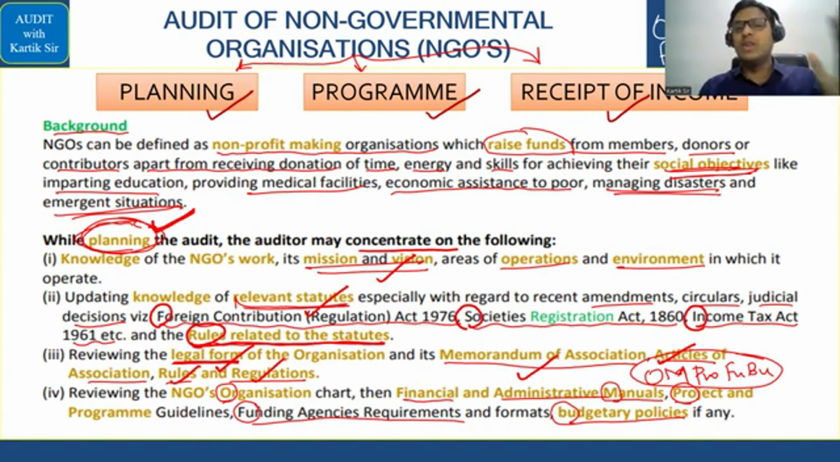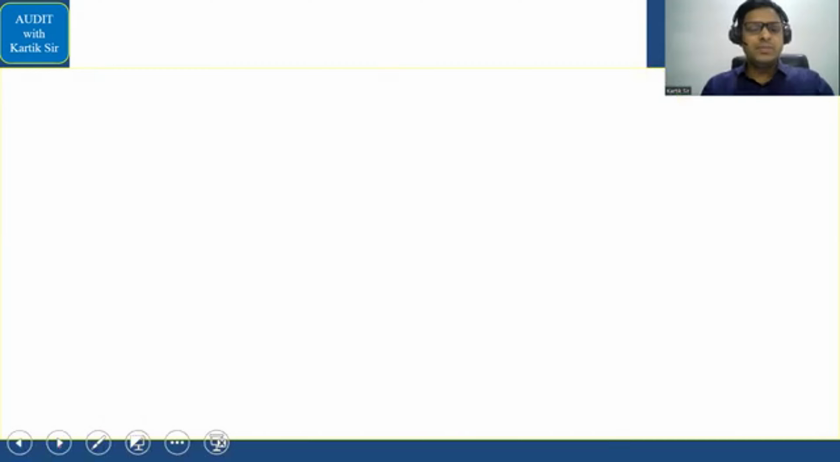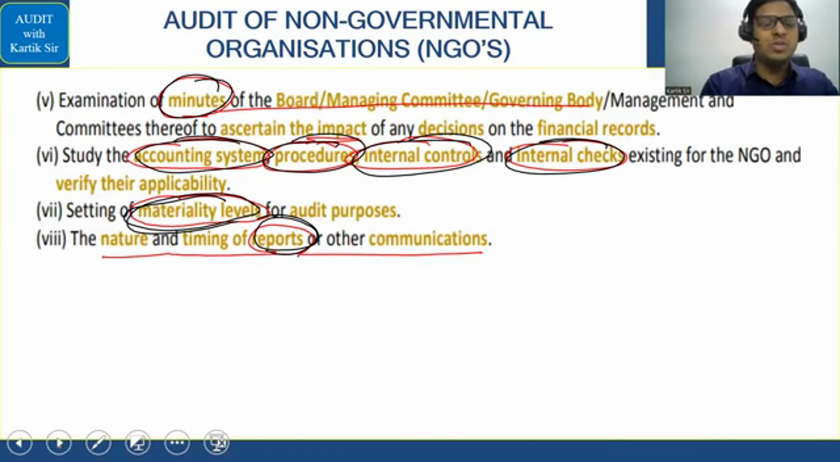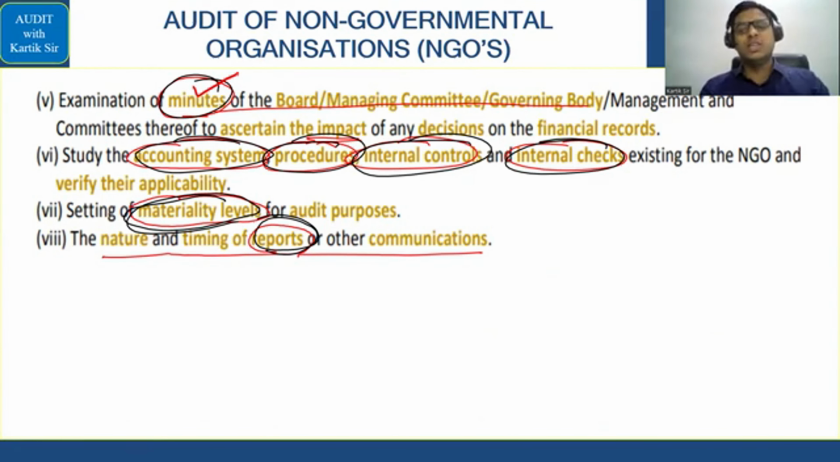Inside there is an auntie who is working in the NGO. You ask auntie and ask her information regarding Om Pro Fubu. If you remember this, Om Pro Fubu. Remember? Organization charts, manuals, project and program guidelines, funding agencies, budgetary policies. Then the auntie tells you, beta, 1 minute. So 1 minute is the minutes of meeting, and she gets you all the documents. When she gives you the documents, the auntie is simply asking you, will you be able to understand all these documents?